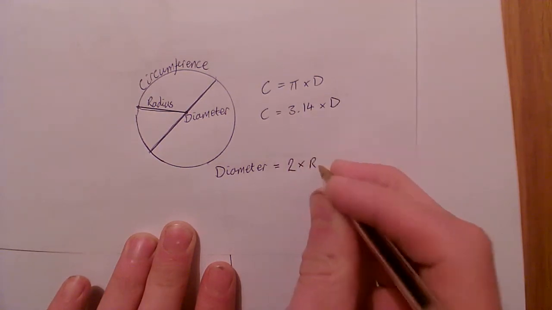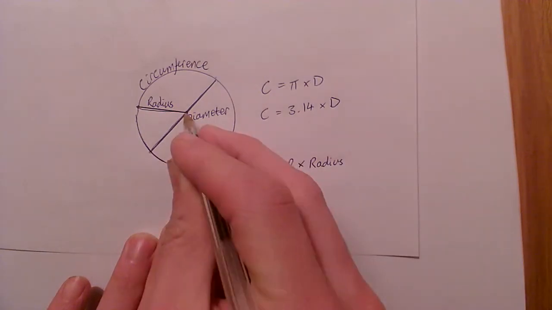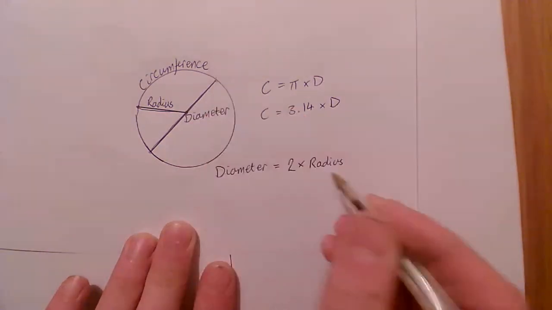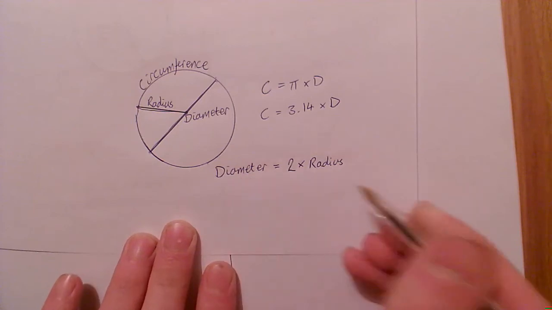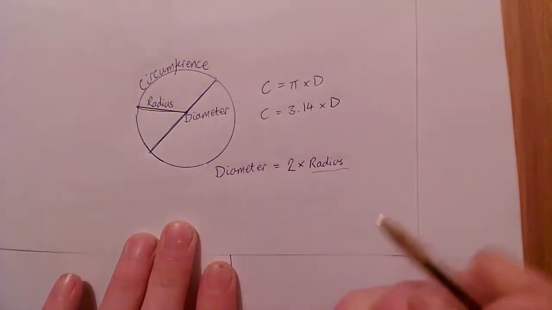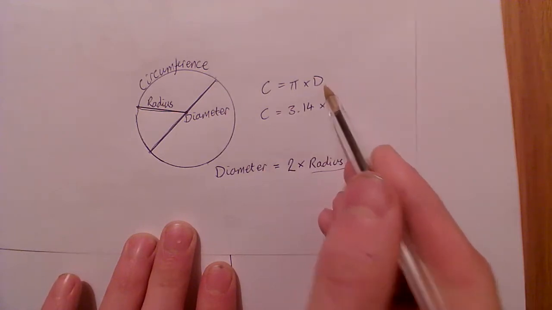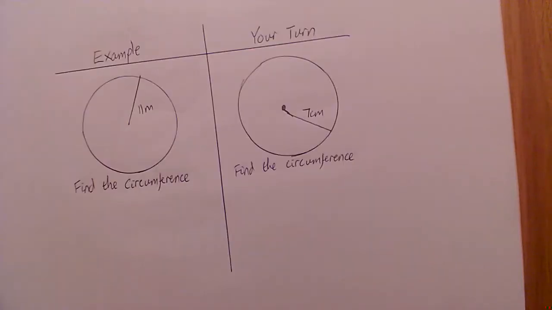So the radius goes from the edge to the center, but here we're going from the edge to the center and back to the edge. So it's 2 lots of the radius. So when we look at a question, if we're given the radius in that question, we're going to have to times it by 2 to get the diameter to put into the formula we're using in the last task. So we're going to do that. We're going to look at some examples and see that in action.